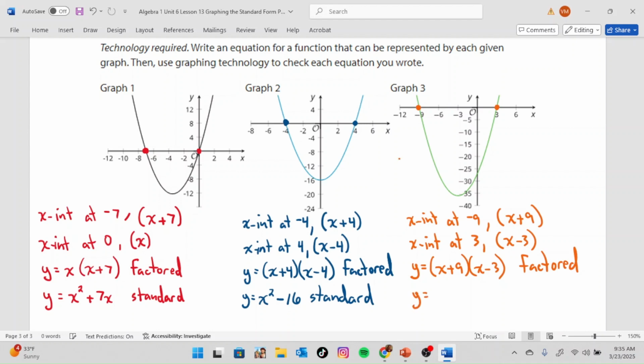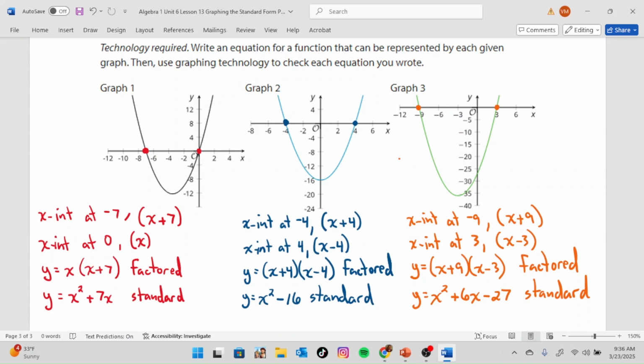Or I can go ahead and multiply them together. X times x is x squared. 9 times x is 9x. X times negative 3 is negative 3x. 9x minus 3x is 6x. And 9 times negative 3 is negative or minus 27. And this would be my standard form.